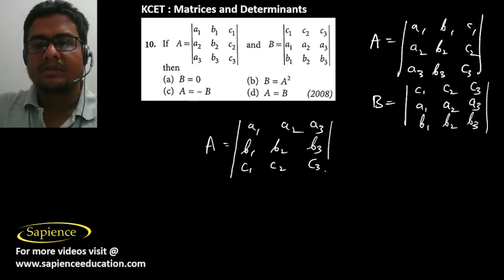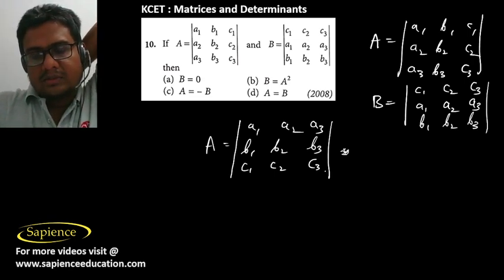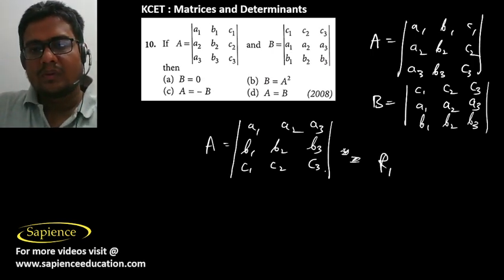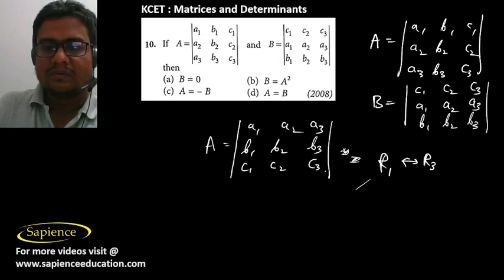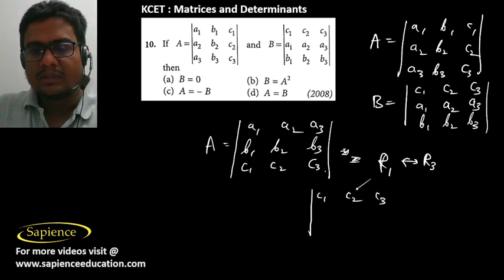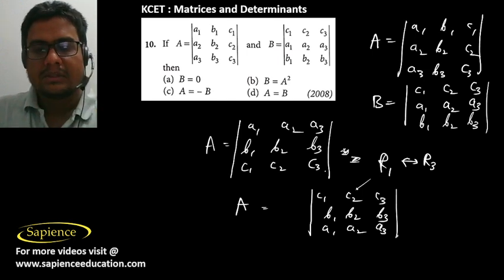So here first we can interchange the first row and the third row. Then we will have C1, C2, C3, B1, B2, B3, and A1, A2, A3. Now here we should write that it is equal to negative of this.